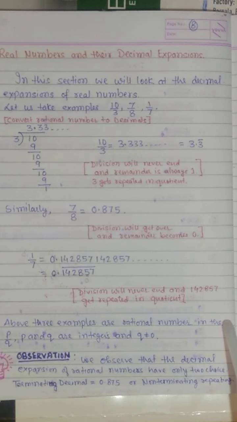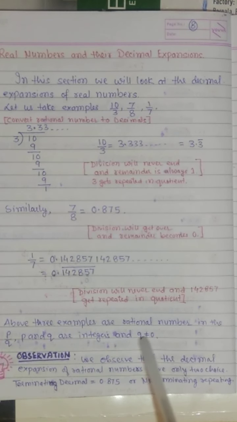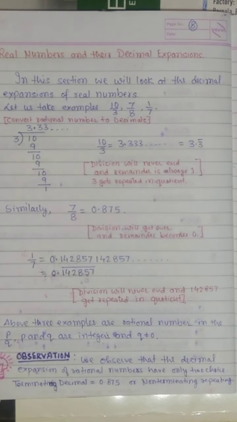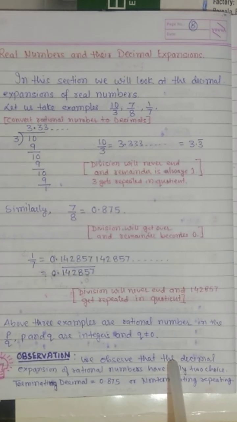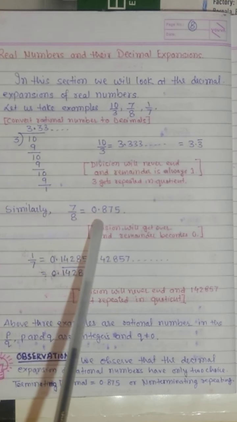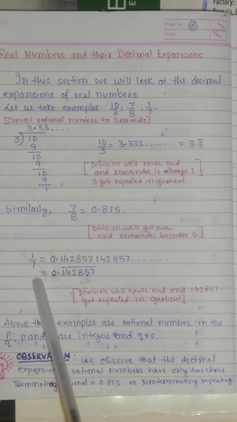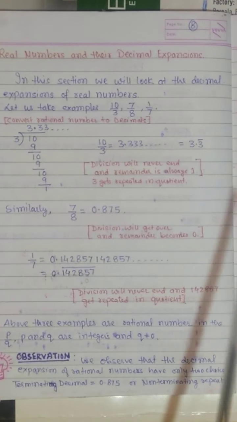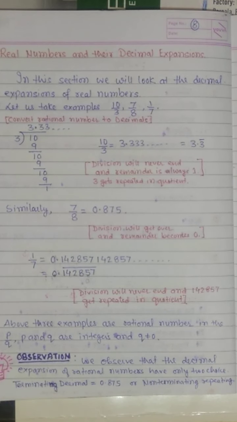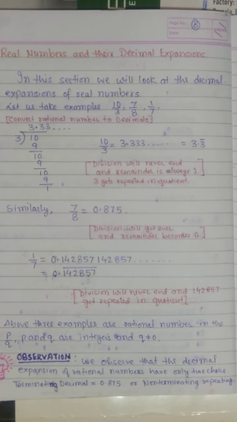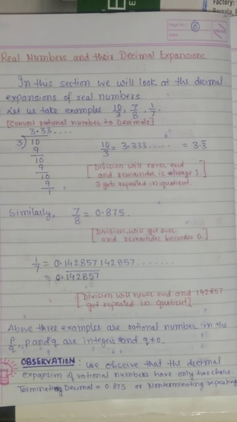The above three examples are rational numbers of the form p by q, where p and q are integers and q is not equal to 0. What we observe is that the decimal expansion of rational numbers has only two choices: terminating decimals or non-terminating repeating decimals. Here 7 by 8 gives a terminating decimal, while 1 by 7 and 10 by 3 give non-terminating repeating decimal expansions.